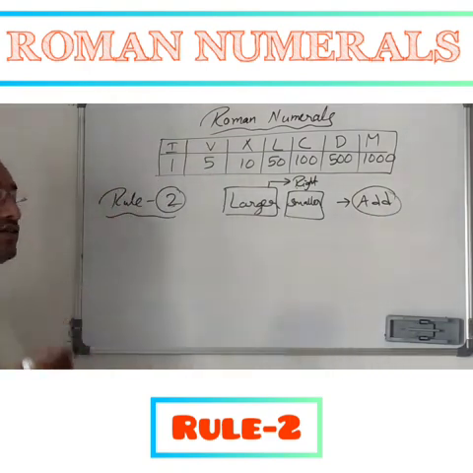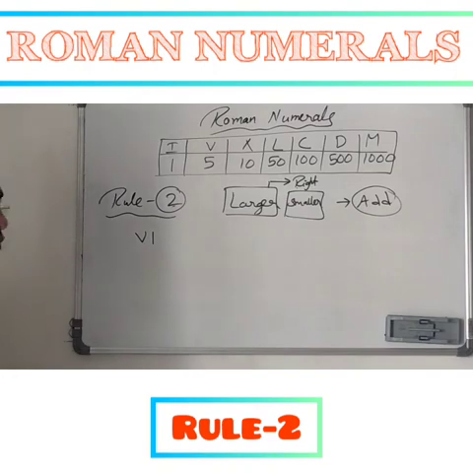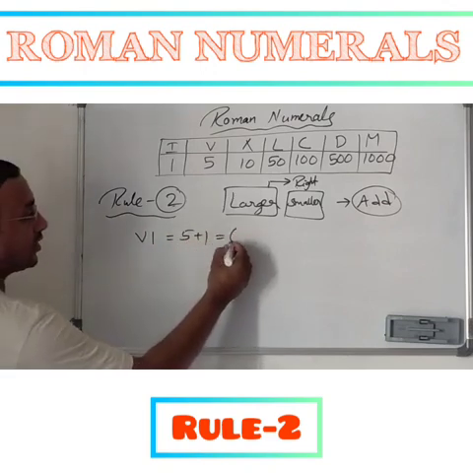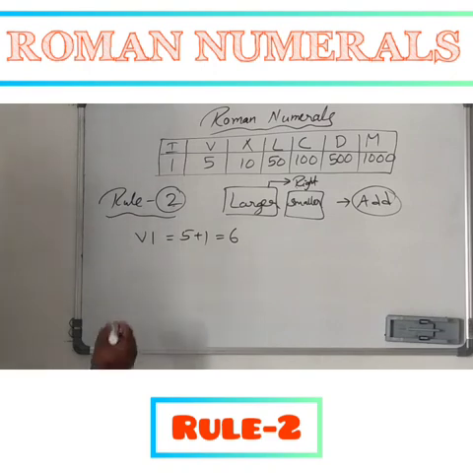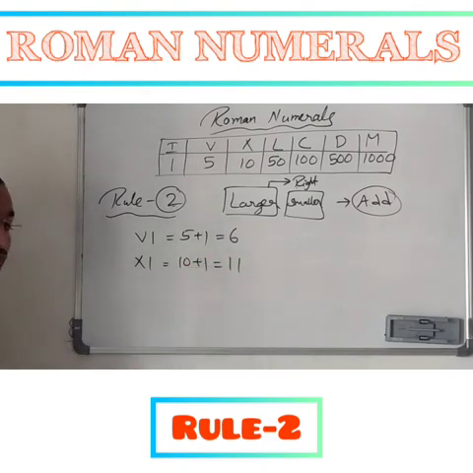Okay, let us see some examples, friends. Let us take VI. We got a smaller Roman numeral I to the right side of the larger one. On the right side we have I. Then 5 plus 1, we add their values, that is nothing but 6. Next, if we have XI, what to do? 10 plus 1, it's nothing but 11.